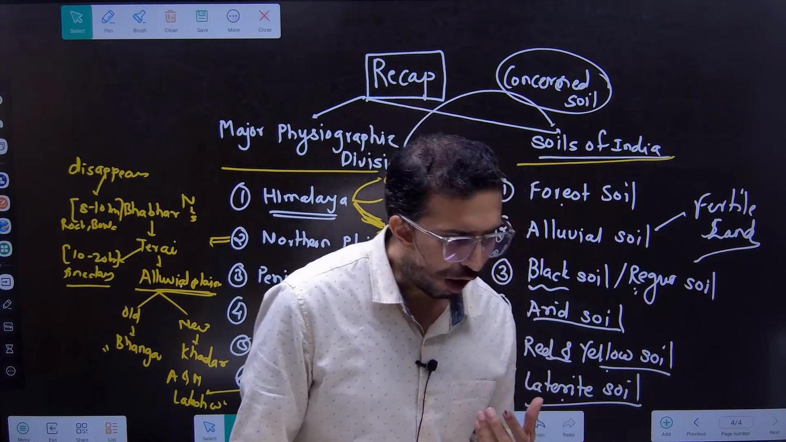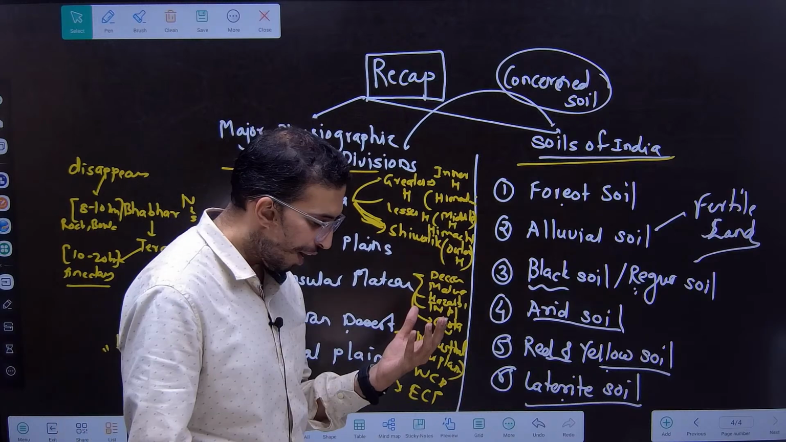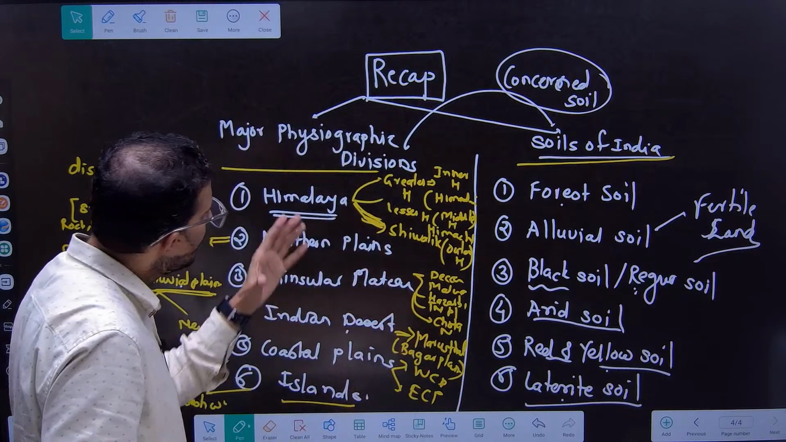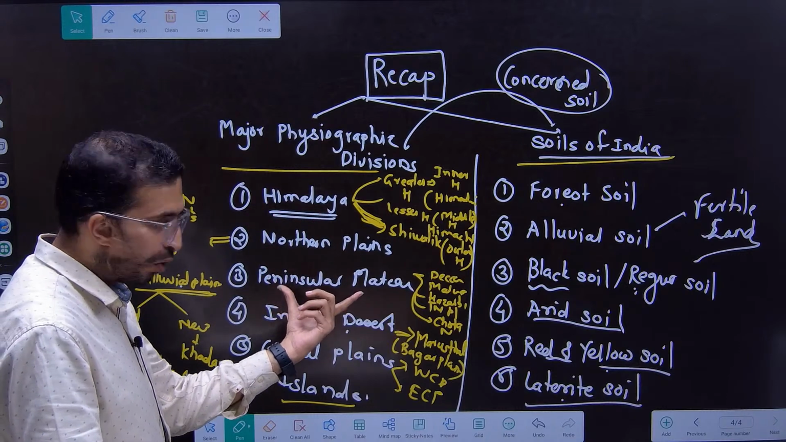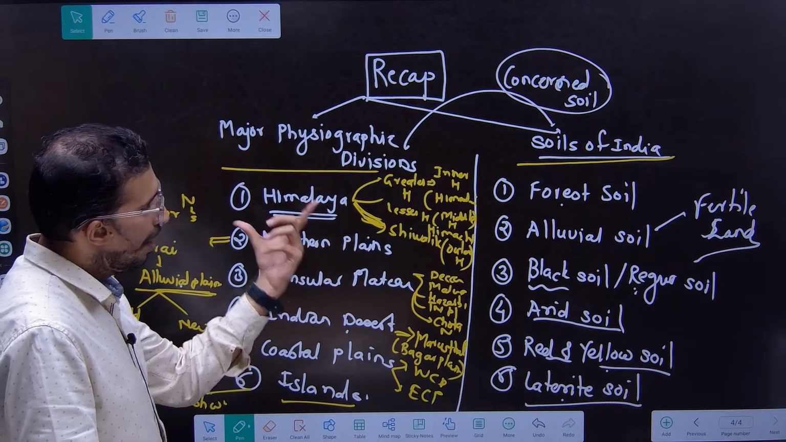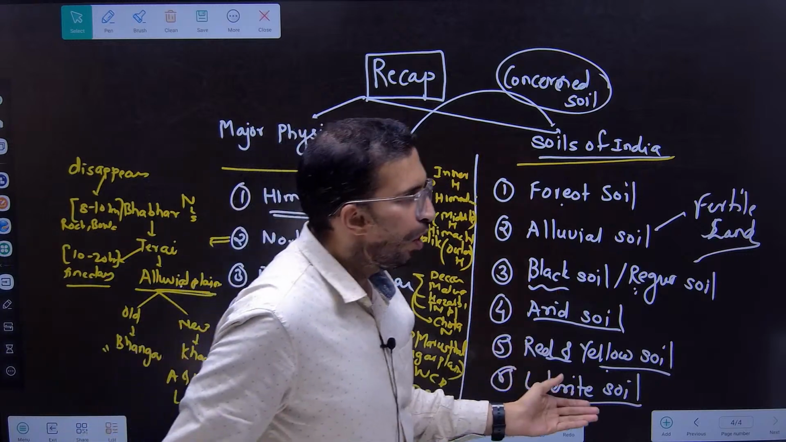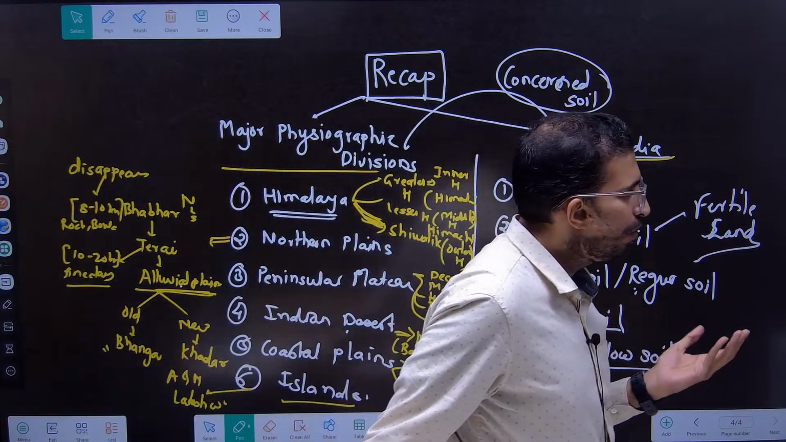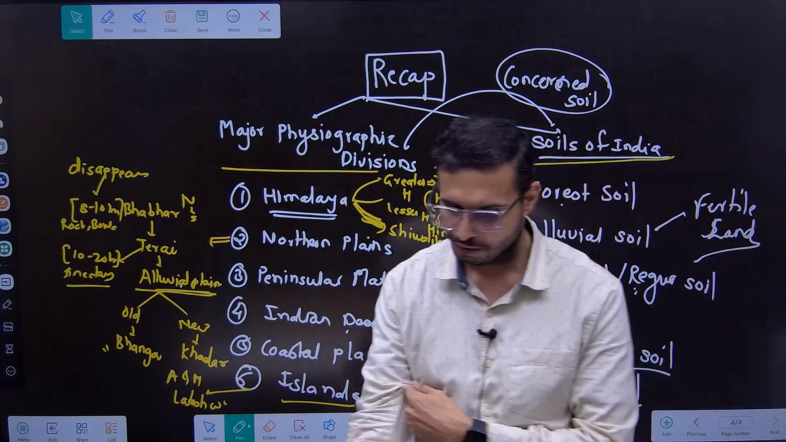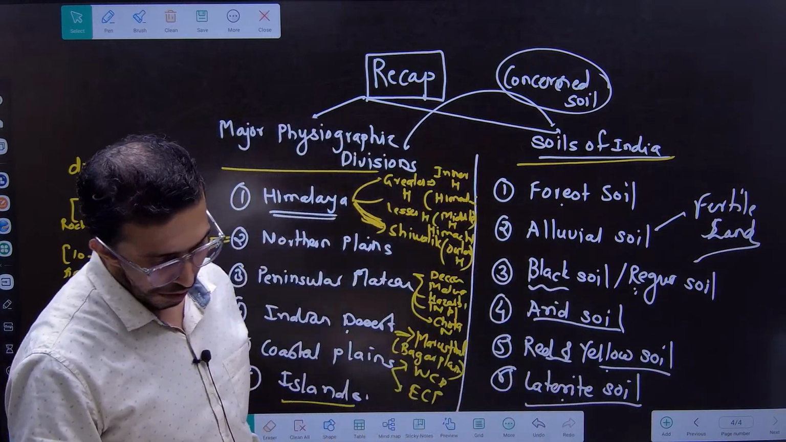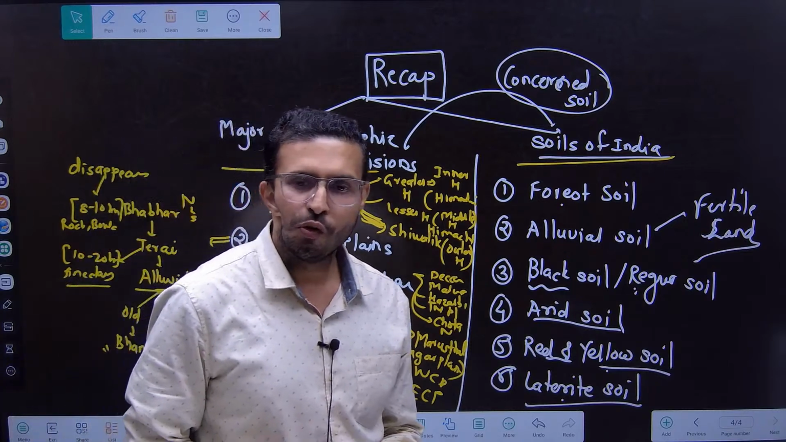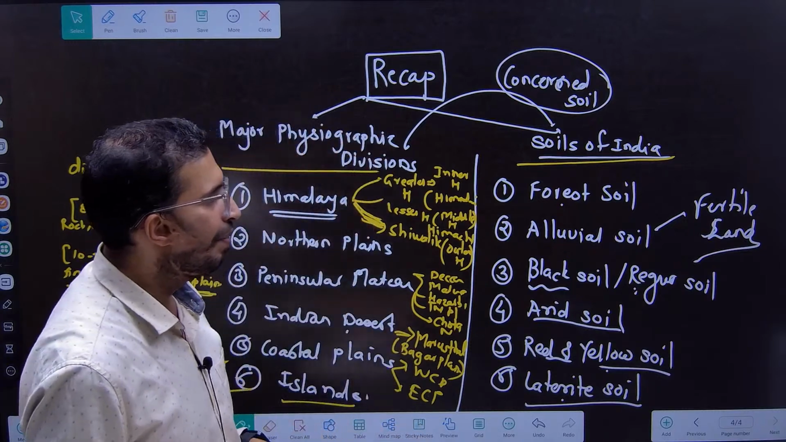So this is how the questions are being asked. As we have seen in the major physiographic divisions, like what is the importance of the mountains, the importance of the plateau, the importance of the plains, then the importance of the soil, or the significance of the soil for India. Let's start today's chapter, that is the Indian river system.